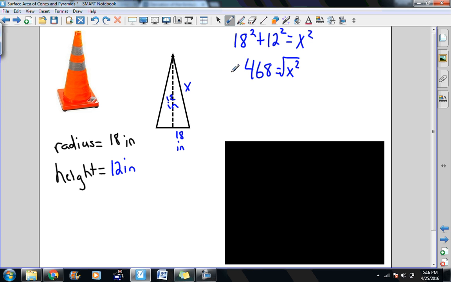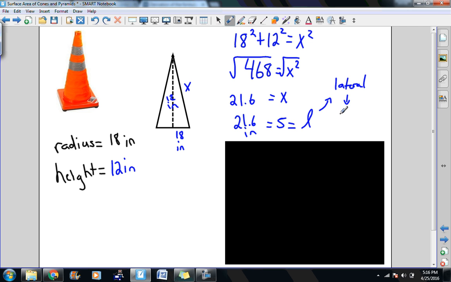So I'm going to square root both sides, and I get about 21 6/10 for the slanted height. So this is what we can say: S is 21 6/10 inches. You'll also see this called L. And L stands for lateral height. Lateral means slanted. So lateral height or slanted height.